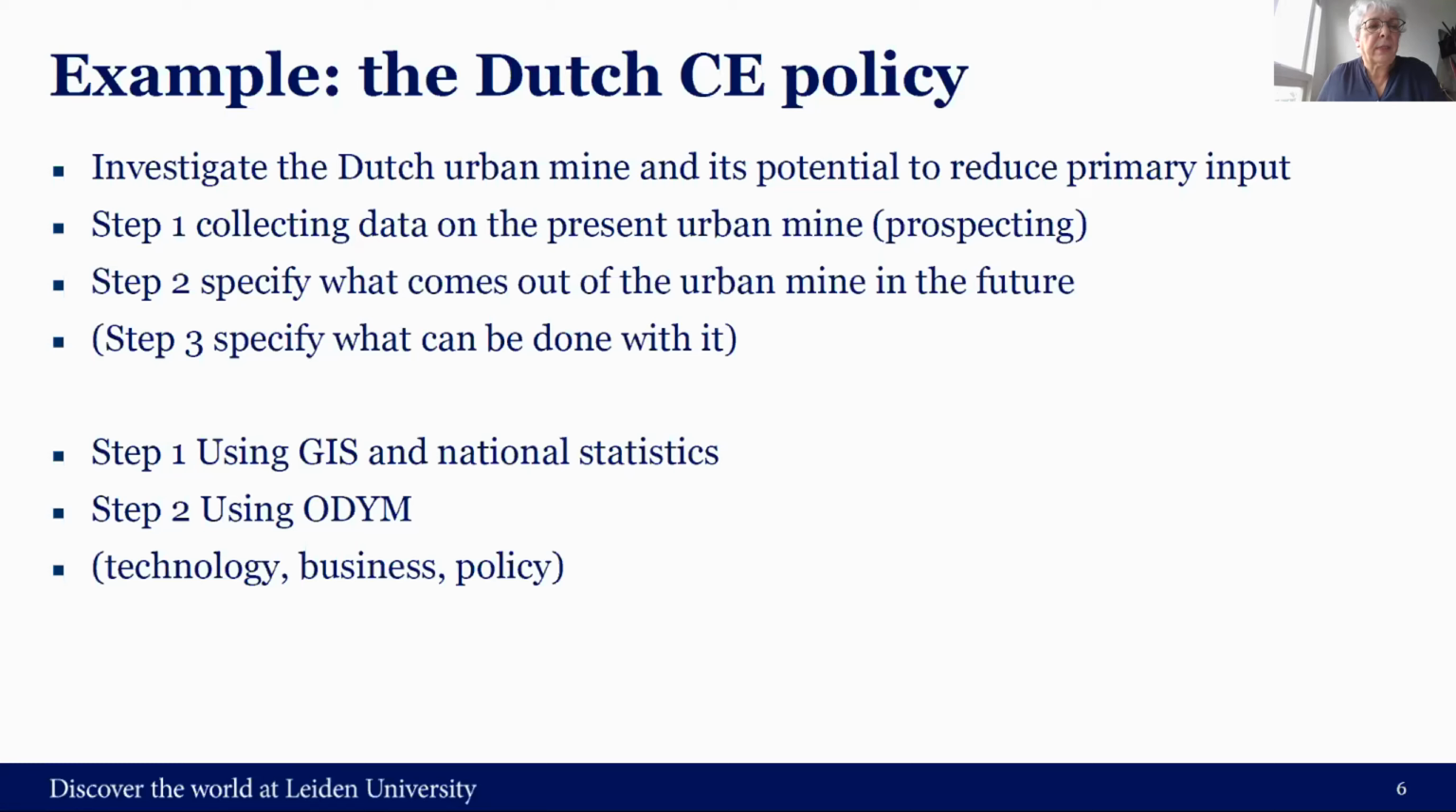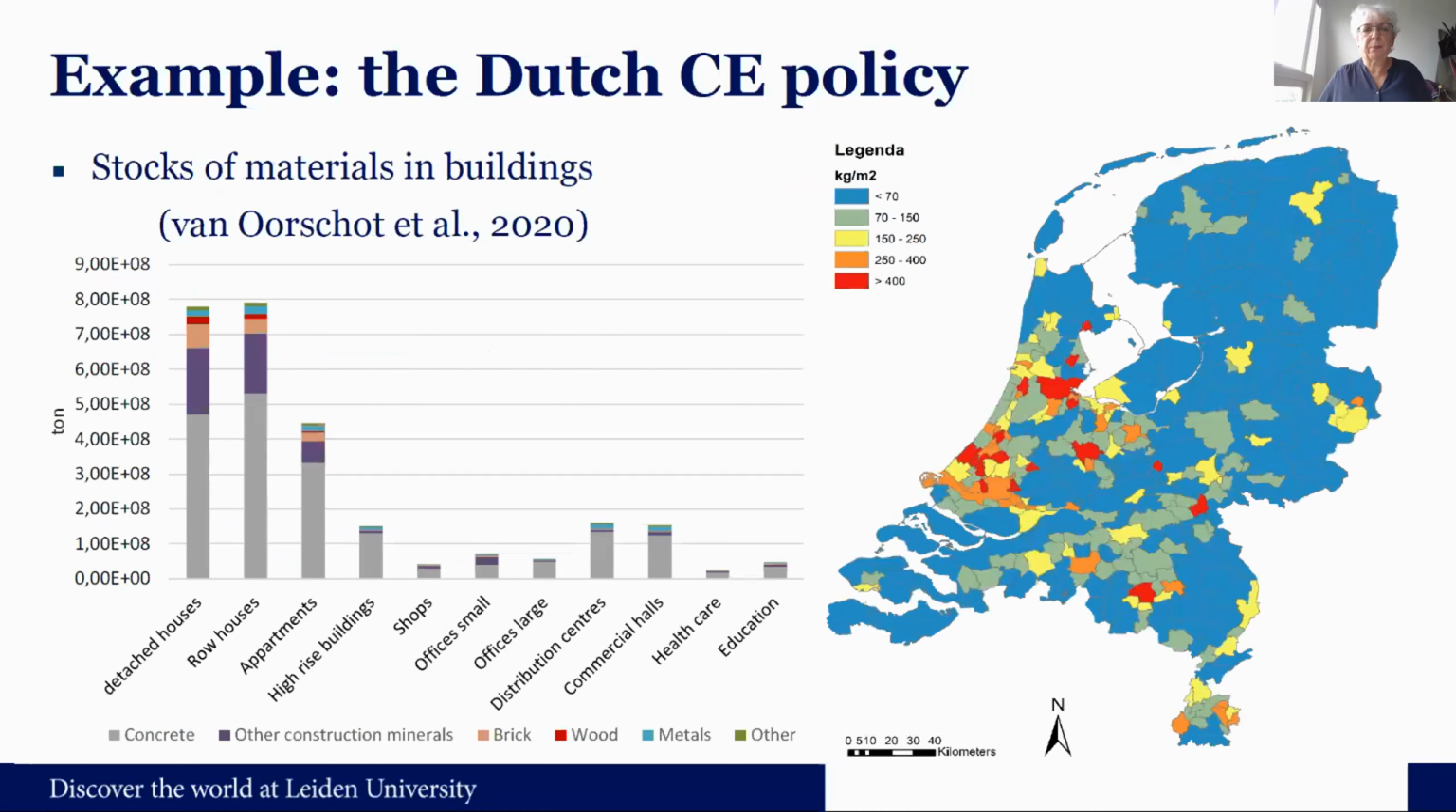For this first step, it's really a data collection thing. So we used GIS a lot for the bigger stocks in buildings and in infrastructure. GIS is a very useful database. Also, we used the national statistics as collected by our Central Bureau of Statistics. Step two, what comes out of it in the future, there the dynamic MFA comes in. And for that step, we used ODIM. Step three is a very broad thing that involves technology. It also involves business models. It involves policy. So that is something that has still to come.